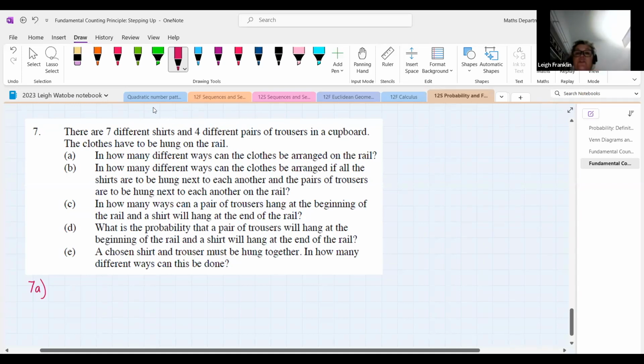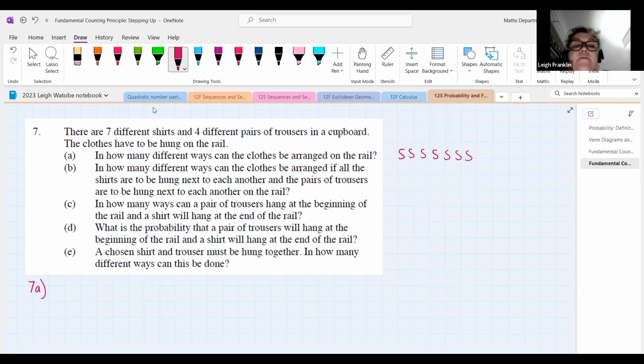There are 7 different shirts and 4 different pairs of trousers. In how many ways can they be arranged on a rail, in a row? What do you think, guys? Good, 11 factorial. Nice, well done.